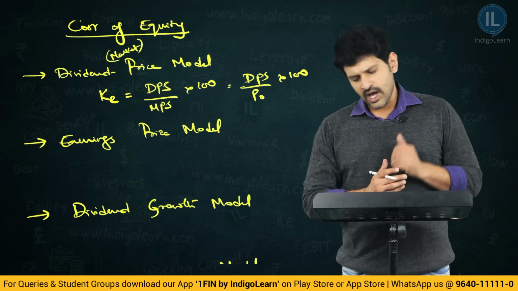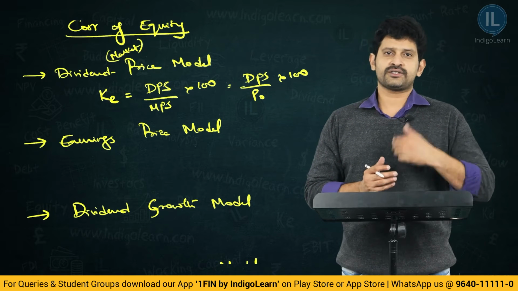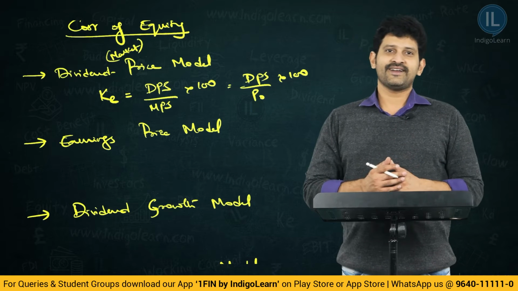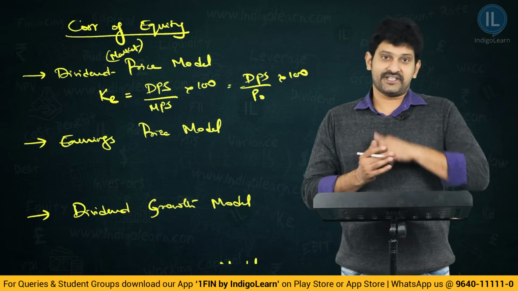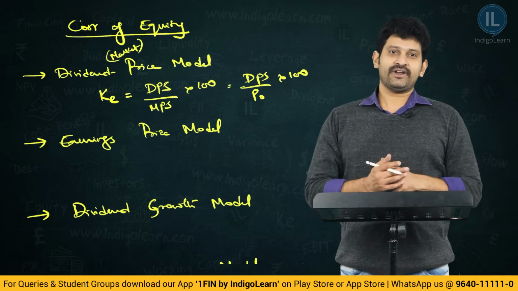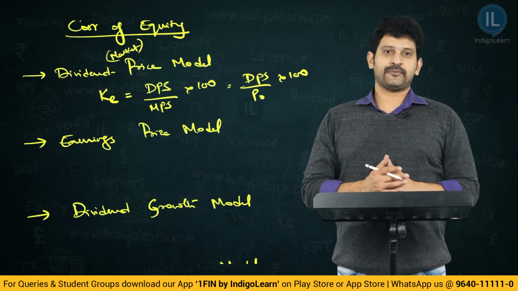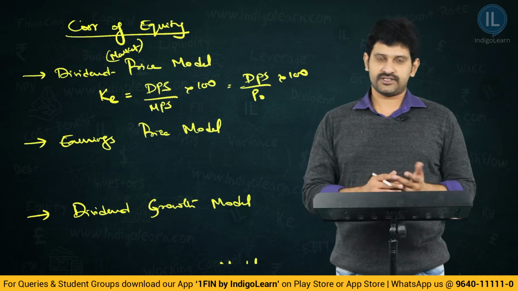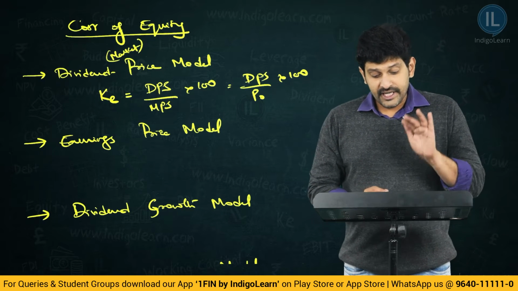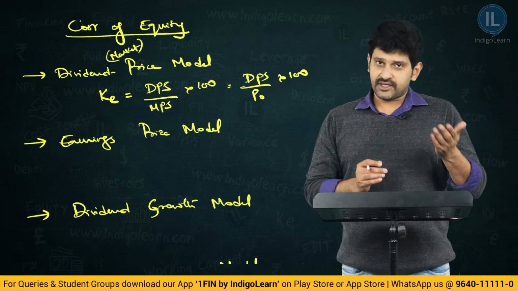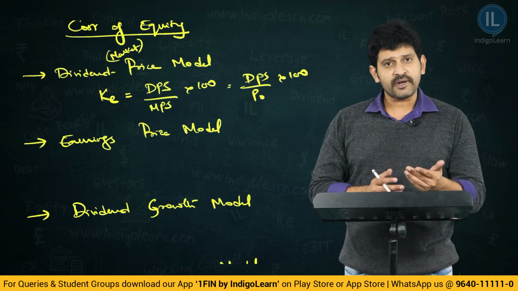As simple as this. Just in case you have any flotation cost, no problem, remove it. Net proceeds, then we will call it as net proceeds or net P0. Here we will not use the word net proceeds. For equity, we will call it as net P0, that is, P0 minus flotation cost. Now, if DPS by P0 into 100 is the dividend price model, what will be the earnings price model?